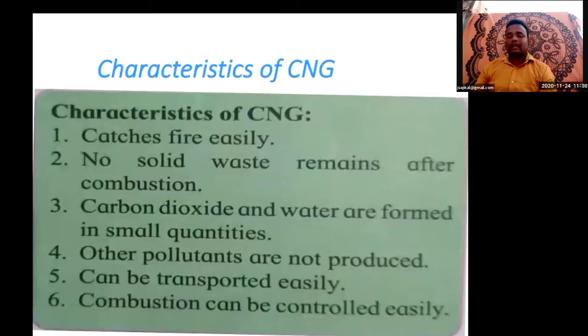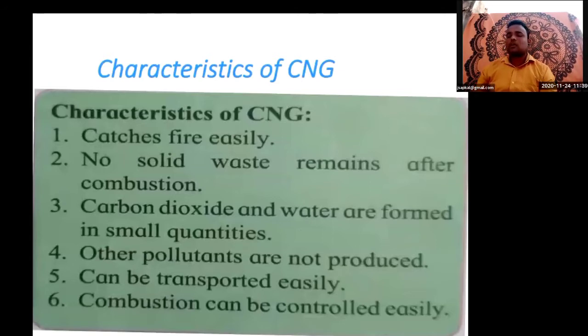Okay, so it can be transported easily. We can carry it from one place to another place. It's easily transportable, and the combustion can be controlled easily. See, there is a regulator, you can see. With the help of the regulator, you can control the combustion. As you require the flame, you can control it easily. So these are the characteristics of CNG. That's why it is always used in kitchens as well as in vehicles.